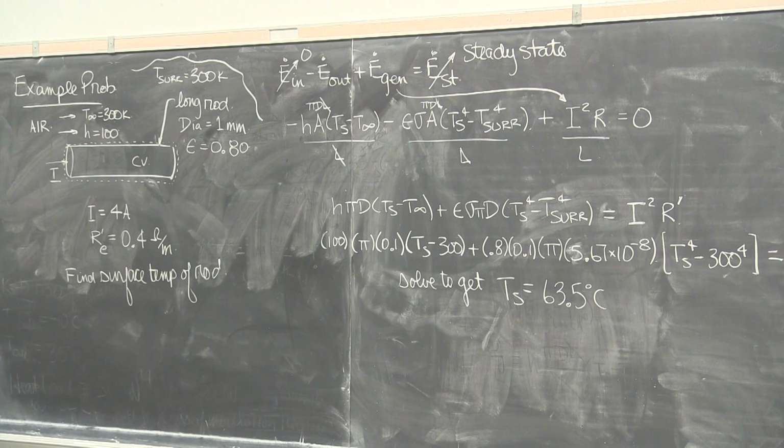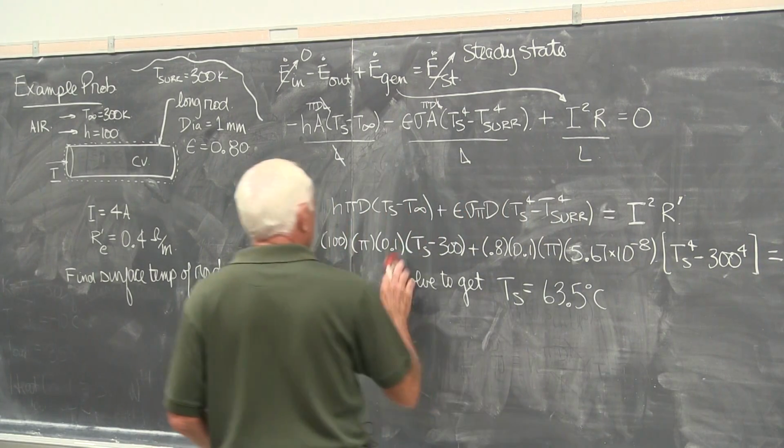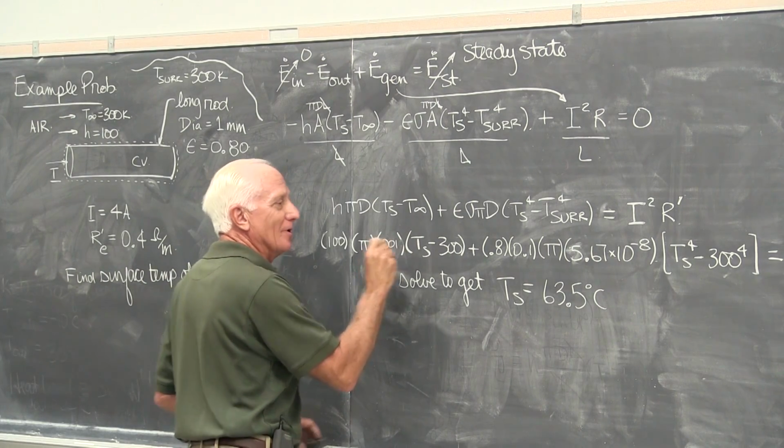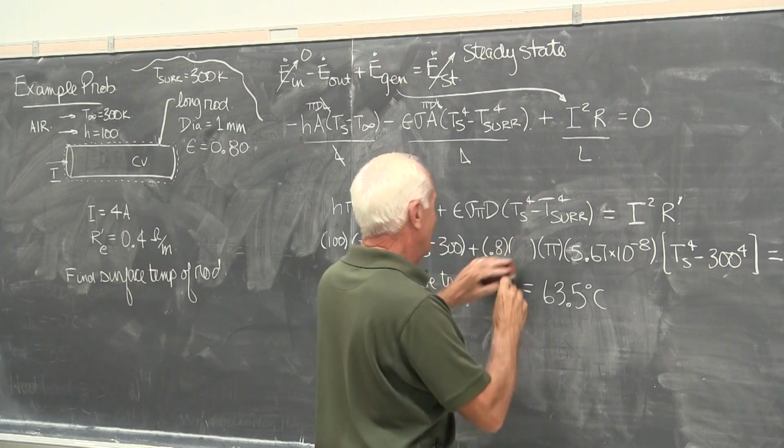Why do you put diameter is 0.1? Oh, was it 1 millimeter? Good, I'm glad you caught me there. I think it's because I was on the last problem I worked, which was 1. Thank you.